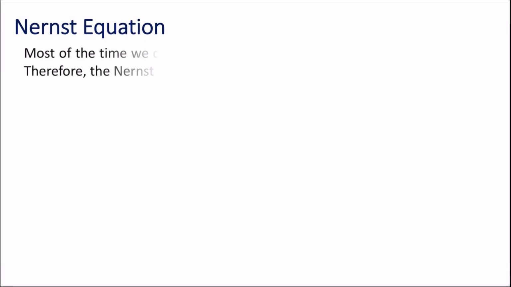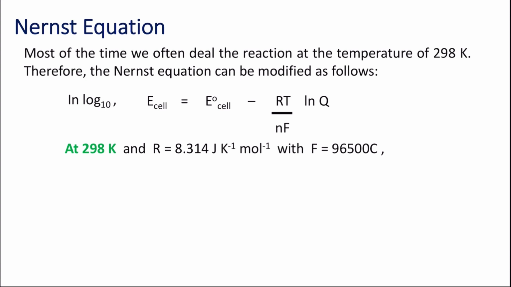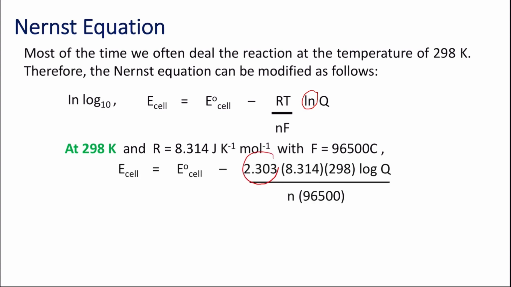So most of the time kita akan deal dengan reaction at the temperature of 298 Kelvin. Therefore, apabila kita nak tukar sedikit Nernst equation punya modification, kita akan gunakan in log 10, di mana this is the original, but at 298 Kelvin and gas constant kita ada value yang fix bersama dengan Faraday's constant. Awak akan tukarkan ln dekat sini menjadi log. So sebab tu awak dapat this value 2.303 ni adalah apabila awak tukarkan ln kepada log di sini. So we got log Q.